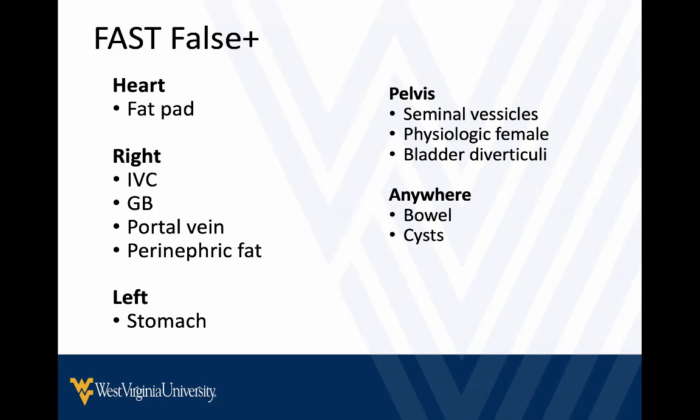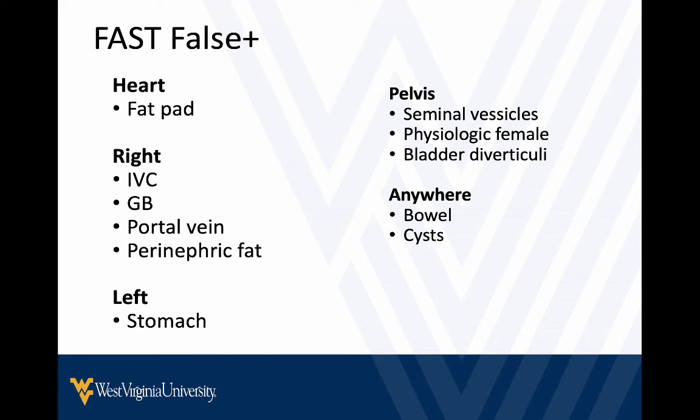So there are some things, and we'll look at these a little bit in our normal patients when we practice, that can cause false positives. On the heart, you can have a fat pad that can sometimes confuse folks for a pericardial effusion. On the right side of the abdomen, the inferior vena cava, the gallbladder, and the portal vein can all look like free fluid, so we want to be mindful and take a look at what they look like. Usually if you notice a nice rounded shape, that's a clue that it's not free fluid.